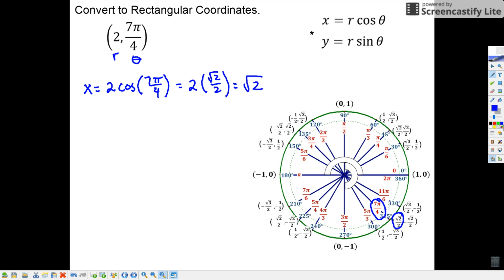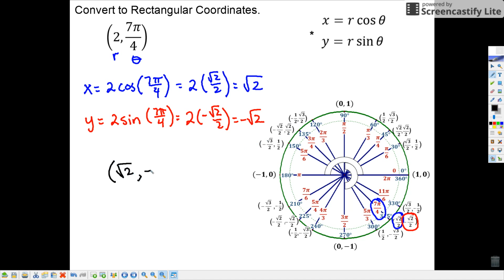Then we find our y value, like we did last time. So y, remember, is the radius times sine of theta. In this case, 2 times sine of 7 pi fourths. Same quadrant and everything, same coordinate. We just use the y value this time since it's sine. So we'll do 2 times negative square root of 2 over 2, which is simply negative square root of 2. So we have our x, we have our y, and we write our final answer as the x value first and then the y value last. And there are the rectangular coordinates for this polar coordinate.